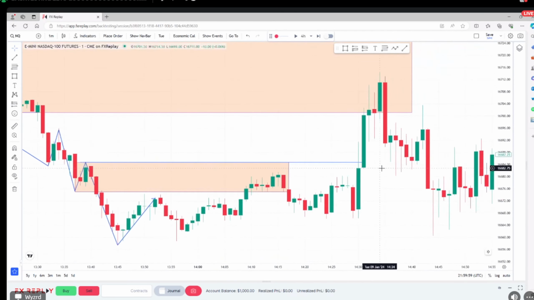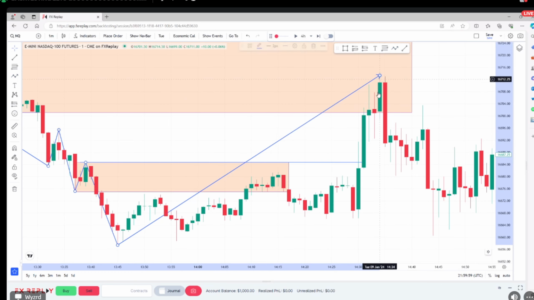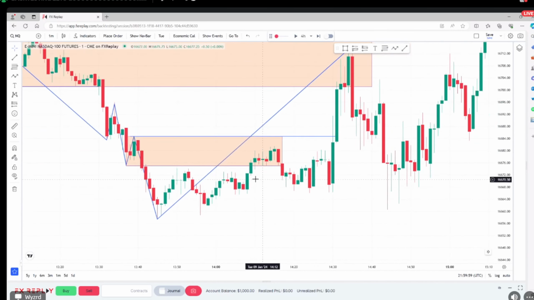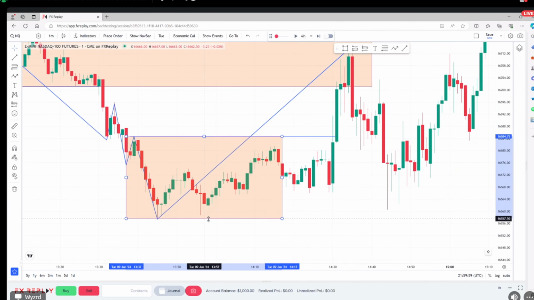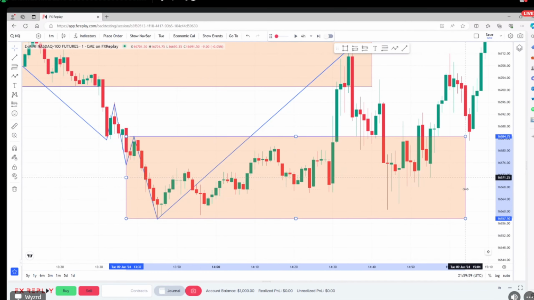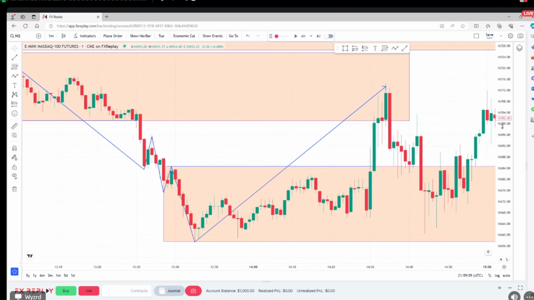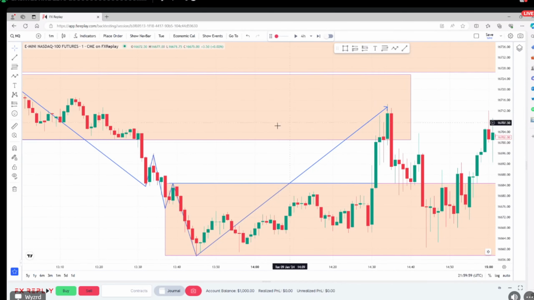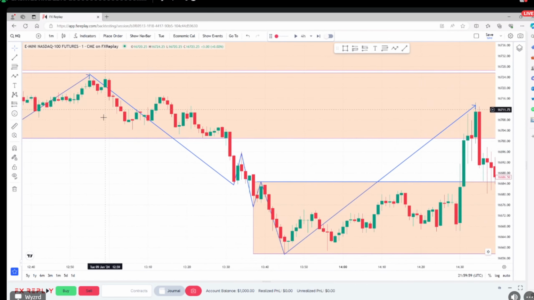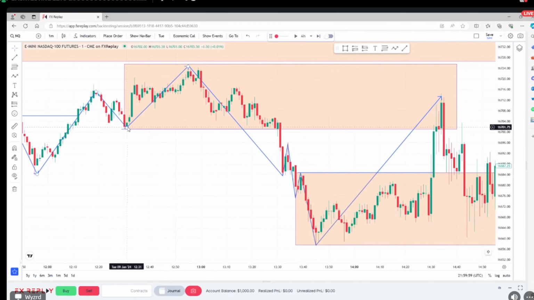So as we broke structure up, that is going to make this last down move our new zone to take a long out of. So see how this works. As we come up, this unmitigated area, remember this zone right here was never retested until now.